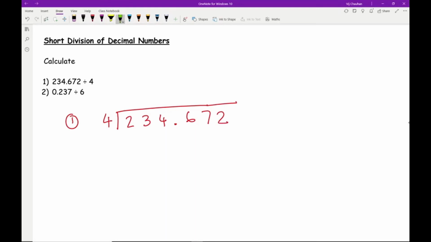Again, I'm going to go through the notions. So how many 4's go into 2? That's going to be none, remainder 2. How many 4's go into 23? That's going to be 5, remainder 3. How many 4's go into 34? That's going to be 8, remainder 2.